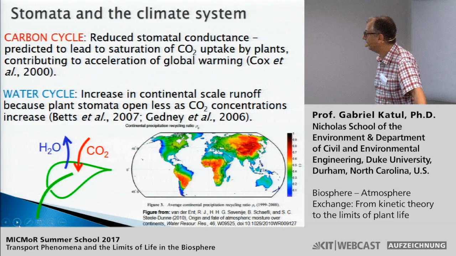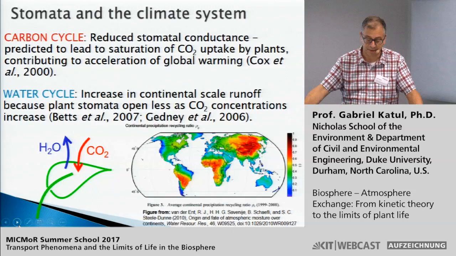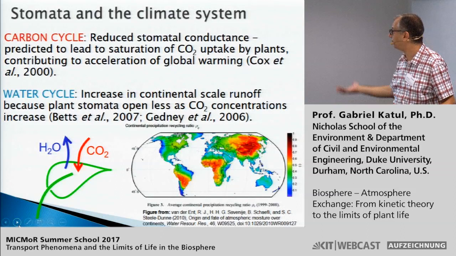This is just a few of them picked here, that deal with the continental scale runoff. And primarily the argument is that if plants open their stomata less, precipitation statistics are probably not changing. Transpiration will go down, so continental scale runoff will go up. And there are many other papers that have popped up since then.